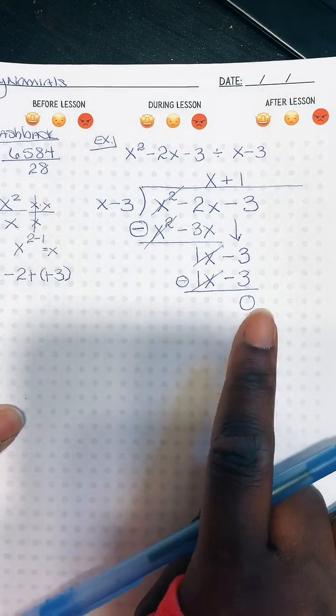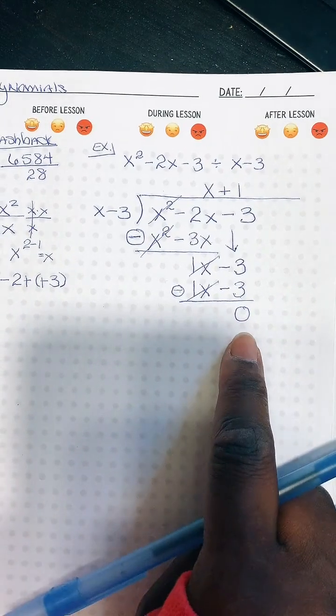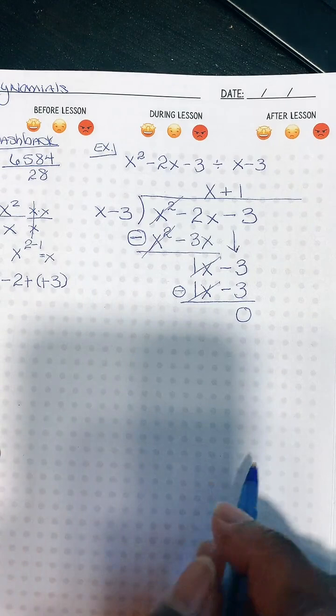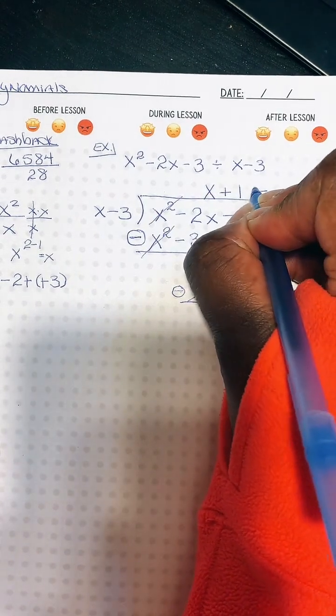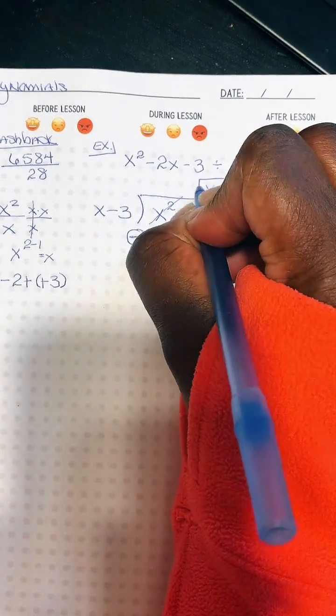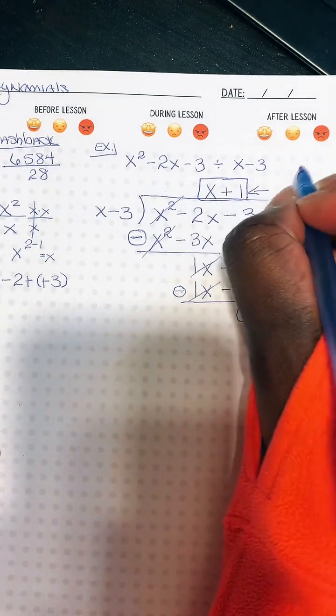Yay. All right. So now when they say, when you divide those two, what's my answer? Your answer is up here. That's the quotient. So your answer is going to be x plus 1.